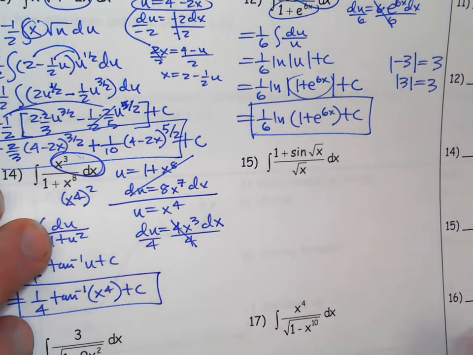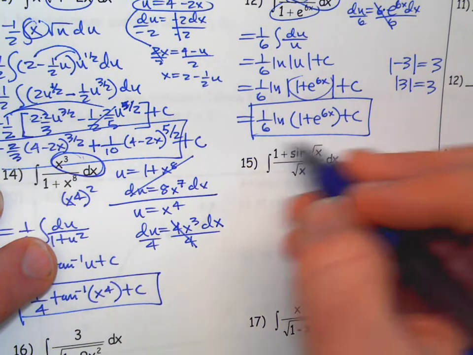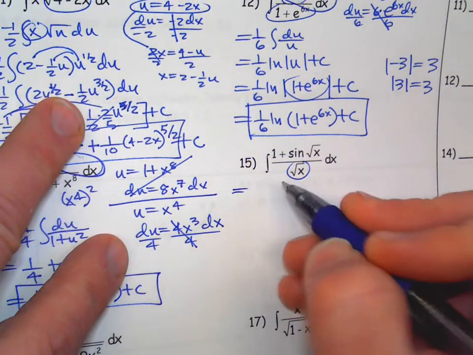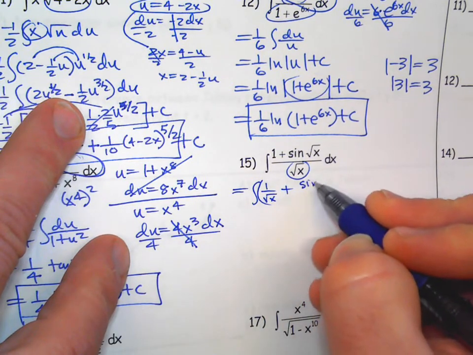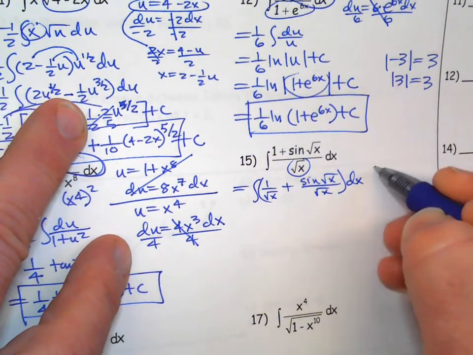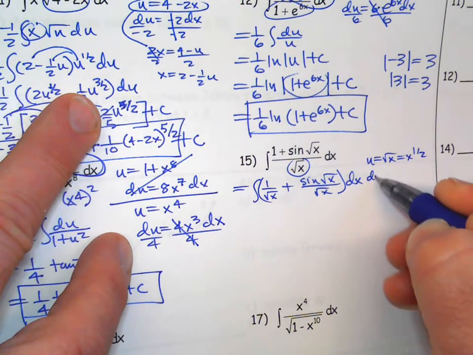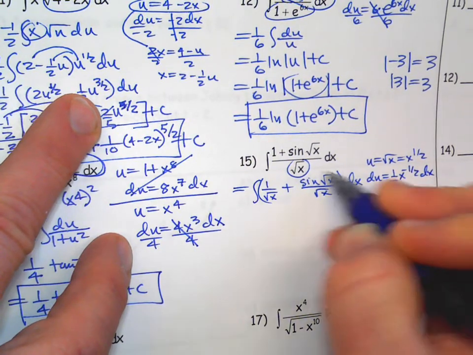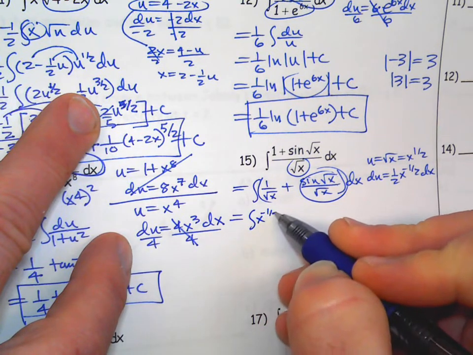All right, next one. Now, this one, okay, anytime you have a polynomial or multi-term expression divided by a monomial, just distribute it first. Let's just distribute this. So this is 1 over the square root of x plus sine squared x over the square root of x. Now, this I need u substitution. u equals the square root of x. I need u substitution for that. So it's going to be 1/2 x to the negative 1/2 dx. But that only applies to this term. This guy can be integrated on its own. This is just x to the negative 1/2 dx.